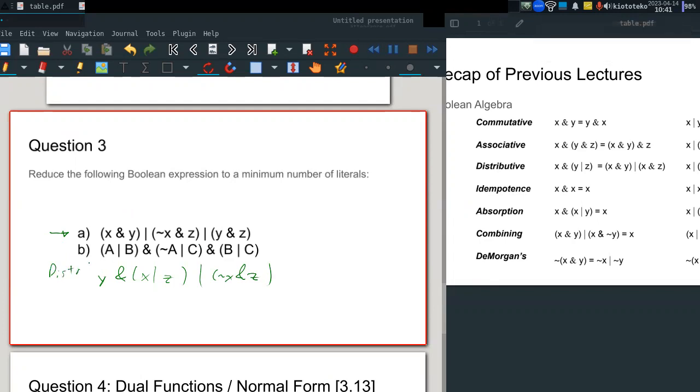I guess let's put it in parentheses. Any way of solving this? Keep solving this.